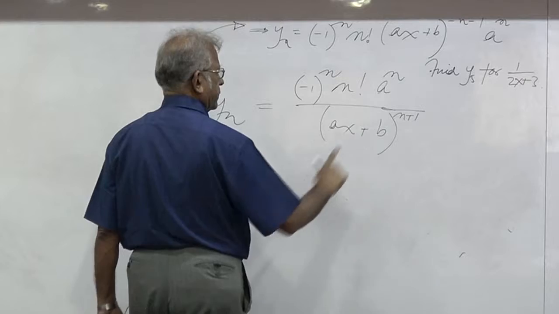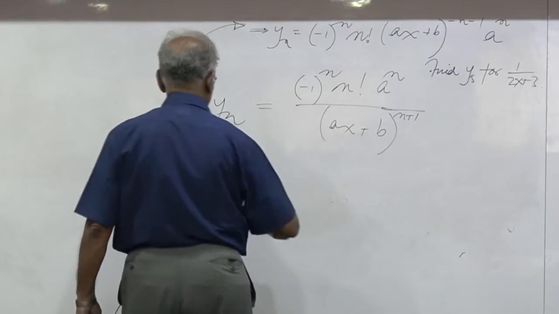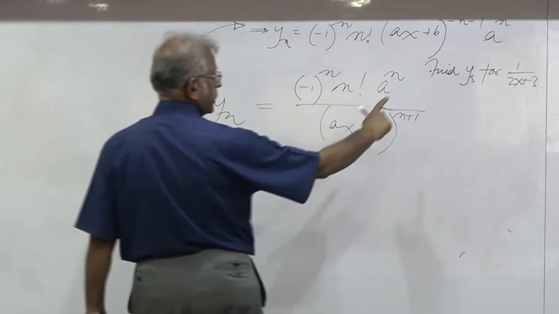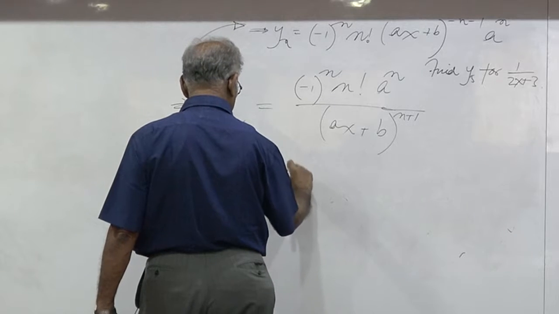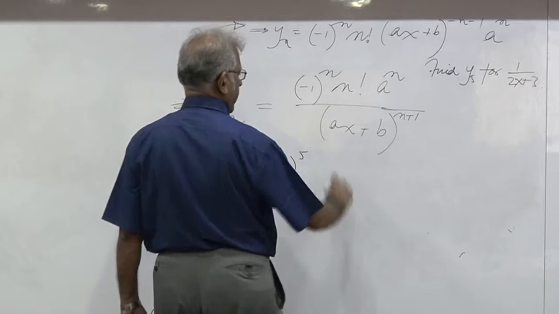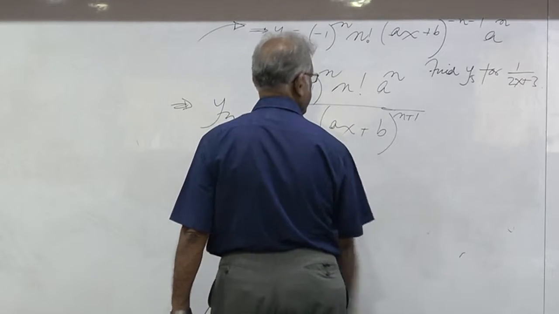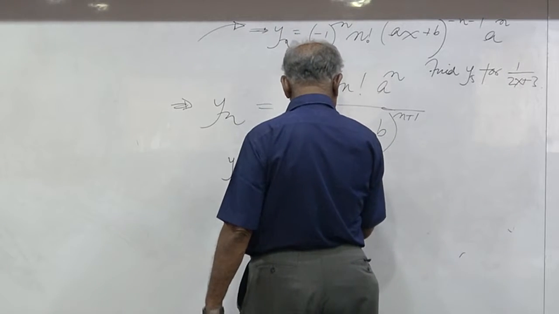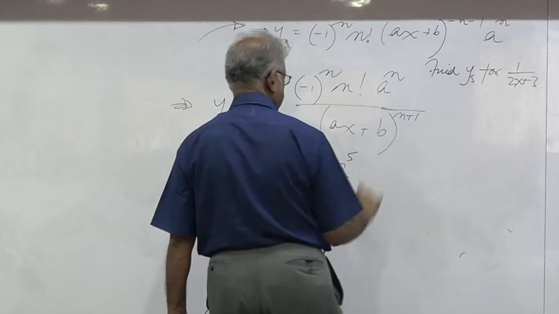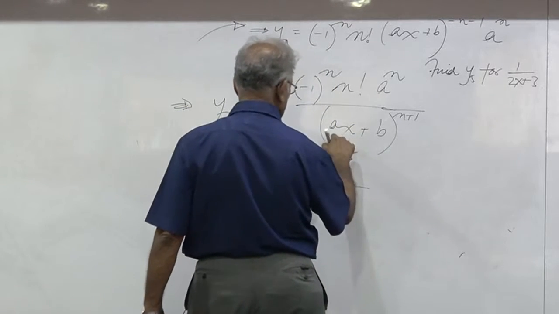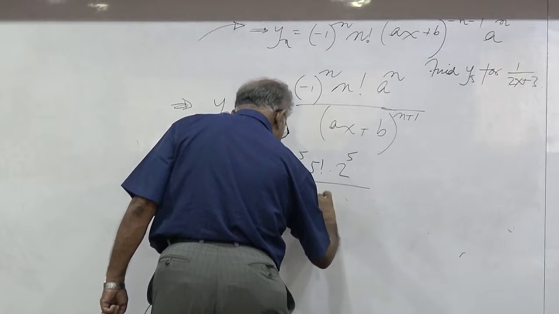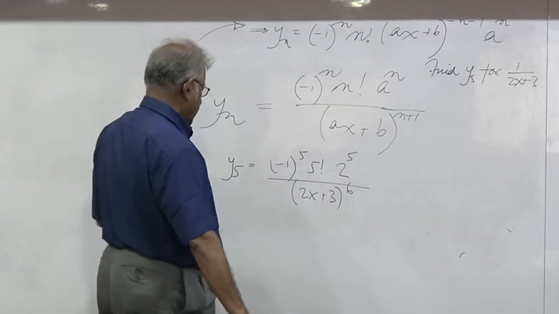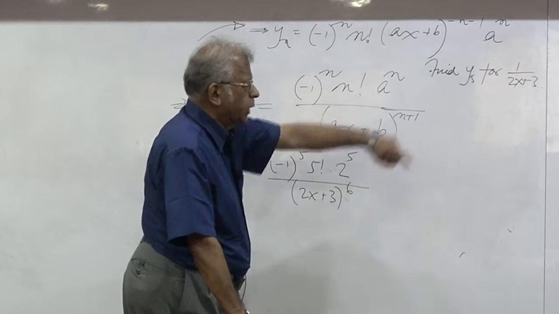We will just substitute here. n is 5. So we write y5 is equal to (-1)^5 times n factorial, which is 5 factorial, times a^n. This is ax + b, so a is 2: 2 to the power of 5, divided by (2x + 3) to the power of 6, that is 5 plus 1. So that is the fifth derivative of 1 over 2x + 3.